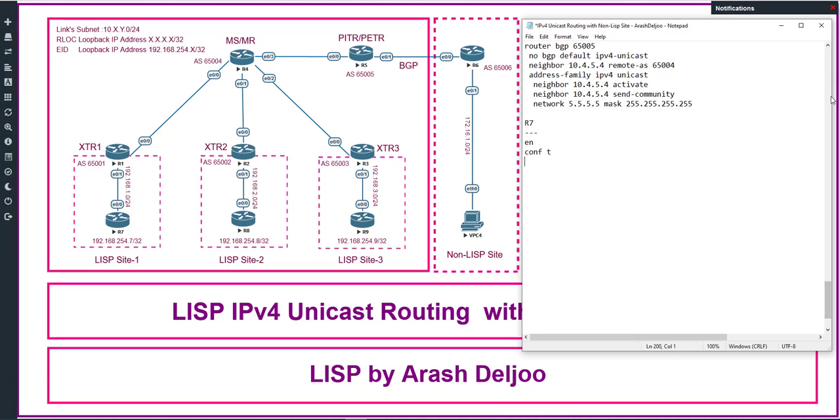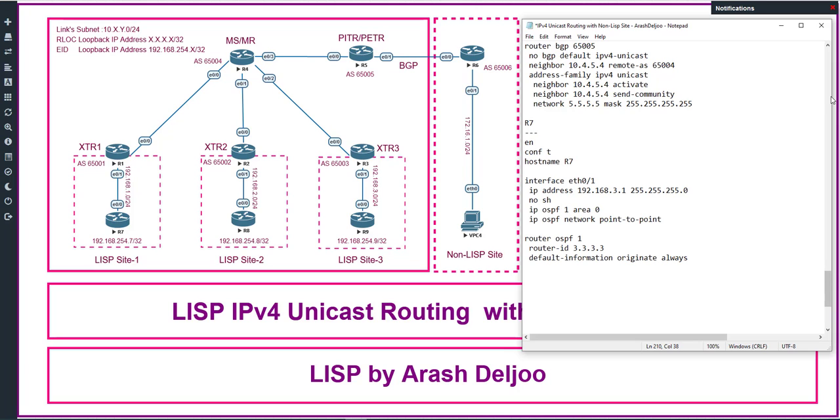EN, again conf T, hostname is the router 7, hostname R7. We have two interfaces. Eth0/0 is the first interface, okay? The IP address of this interface is 192.168.1.7, because this is residing on the router 7.